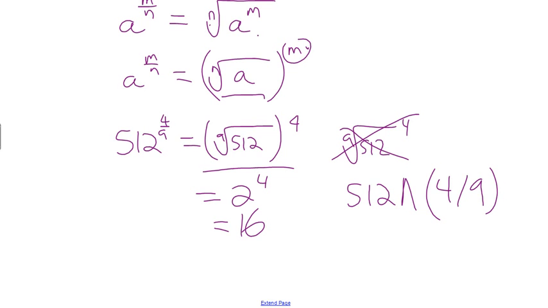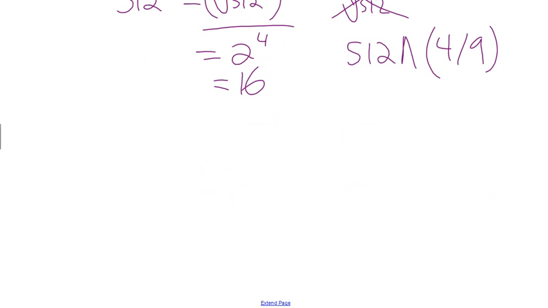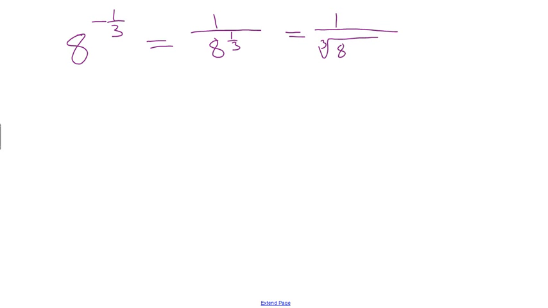Okay, so what do we do? What do I do if I have a negative exponent? 8 to the negative 1/3. We have to put 1 over that number. Okay, so it becomes 1 over 8 to the 1/3, which is 1 over the cube root of 8. So you need to be able to translate back and forth, right? From radical form to exponential form, exponential form to radical form. And then you get 1 over 2.